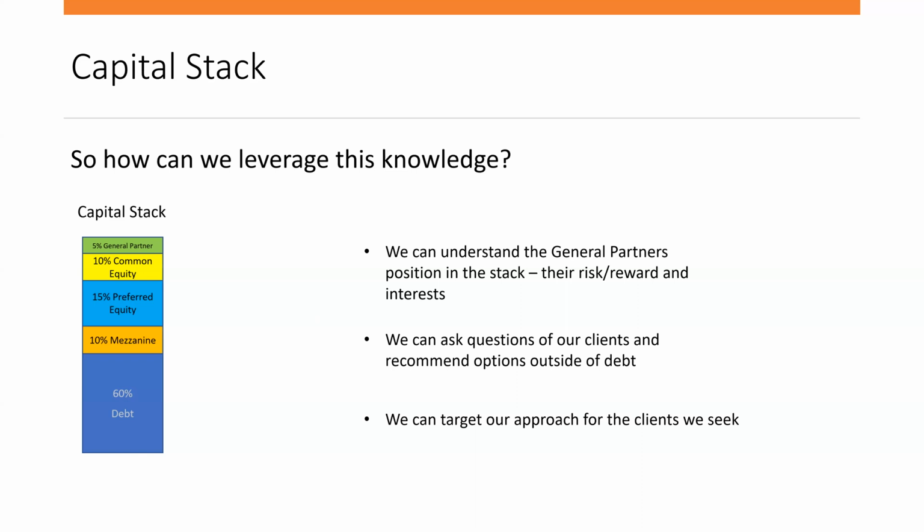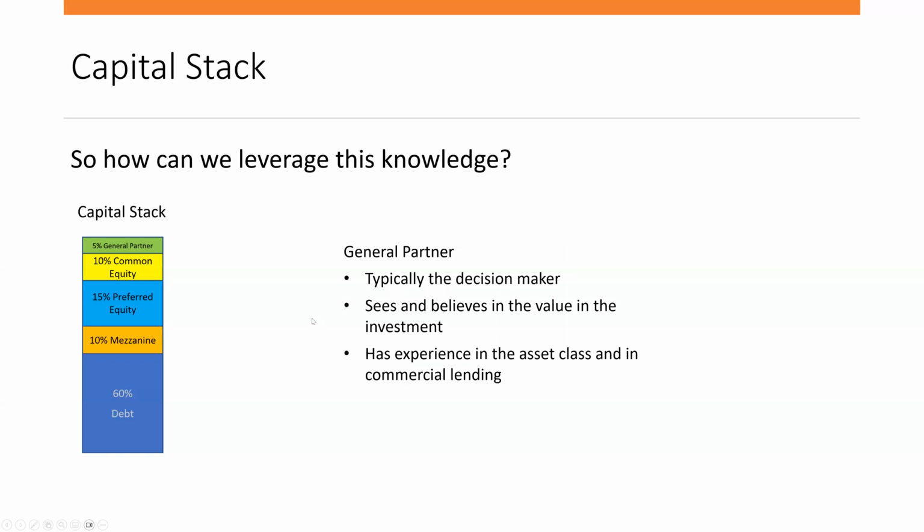This also puts us in a spot where we can target our approach on the clients that we seek. Reason being is because the general partner would really make a great client for us. The general partner is going to typically be the decision maker. So remember, that can be either an individual or an entity. So if you're working with a general partner that is an entity, make sure that you're talking with the decision maker of the entity. The general partner sees and believes in the value in the investment.